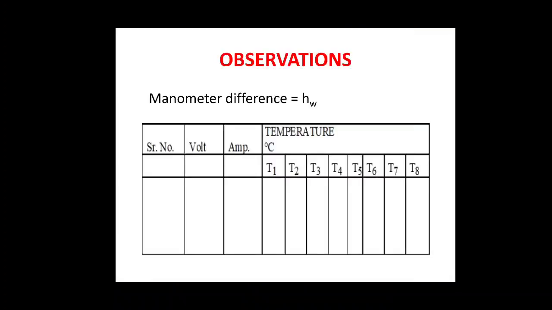We will keep on taking the readings after 5 to 10 minutes, so that we will see a very negligible change in two consecutive readings. That is, the difference between two consecutive readings should be negligible or very minimum, so that we can ensure that steady state condition is reached. After that, we will put all the observations in the table that I have shown here, and we will also note the difference of the manometer head or the water head, which is the HW, so that we can measure the mass flow rate later for the calculation.